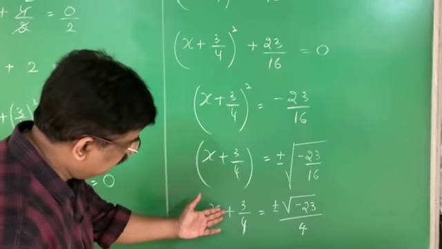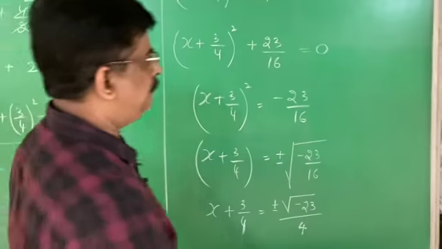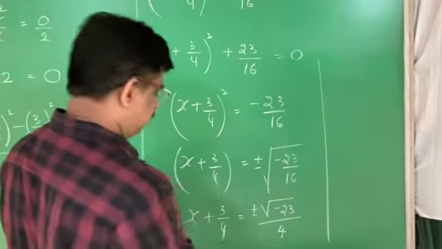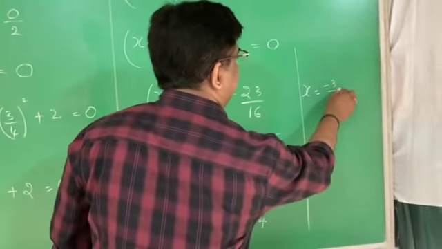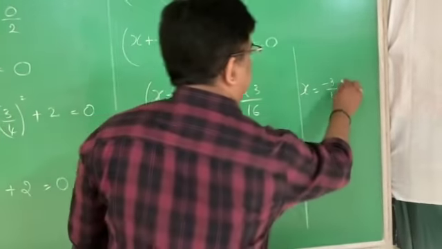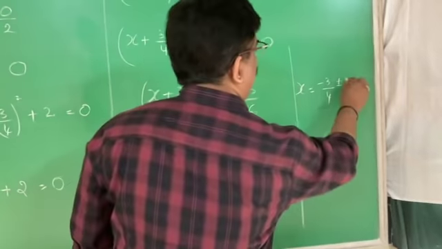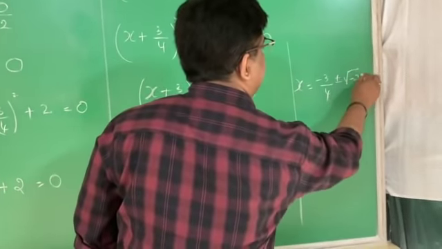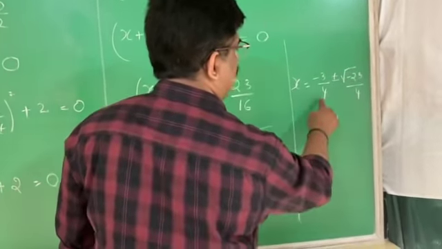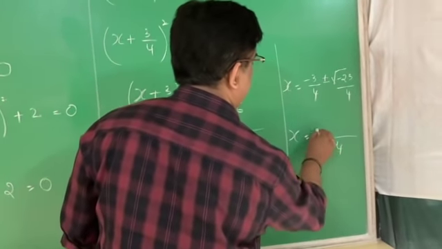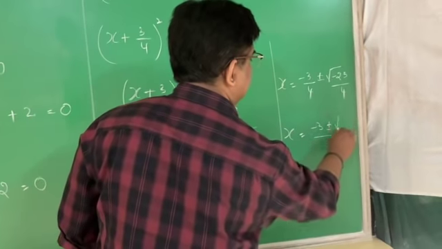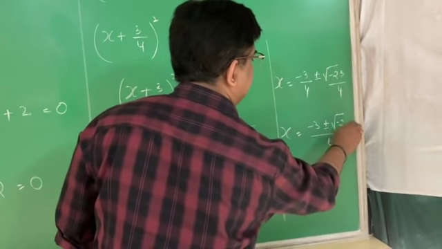Now transfer plus 3 by 4 to that side. And it becomes x is equal to minus 3 by 4 plus or minus square root of minus 23 by 4. Common denominator. Therefore x is equal to minus 3 plus or minus square root of minus 23, all over 4.